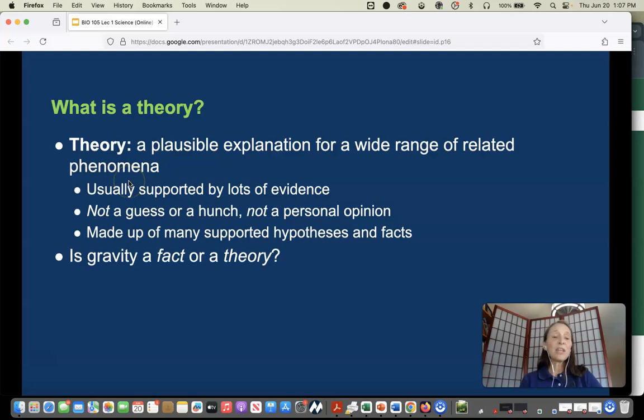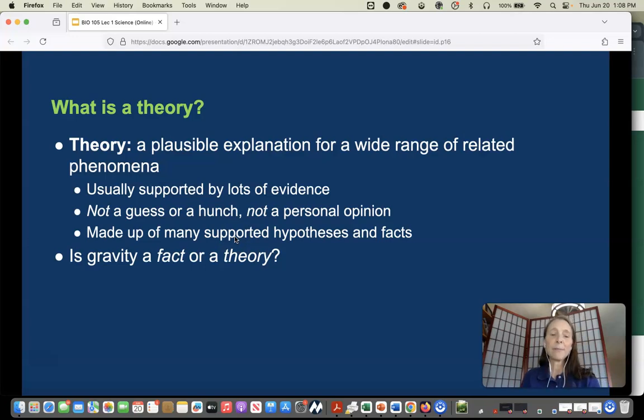So again, a theory is going to usually be supported by lots of evidence, meaning at this point in time, all of the evidence supports this idea and this explanation. And it's not a guess or a hunch. It's not a personal opinion. Again, this is something that has been tested over and over again, and all of the evidence is supporting this hypothesis, and we've elevated it to a theory. Now, again, it's oftentimes made up of many supported hypotheses and facts.